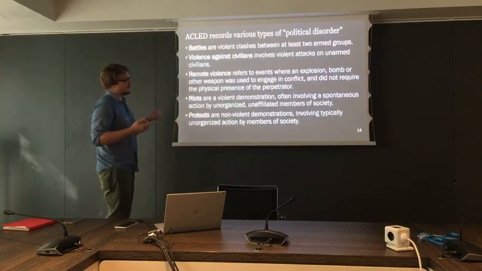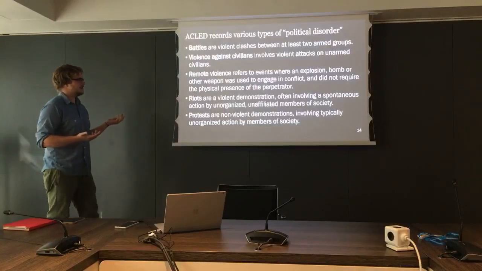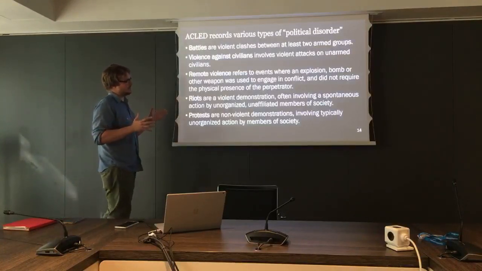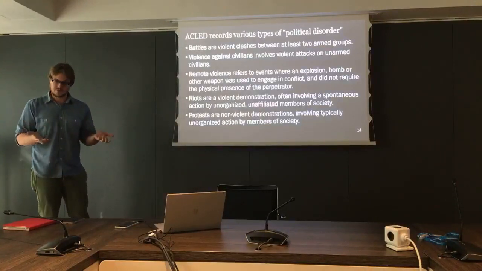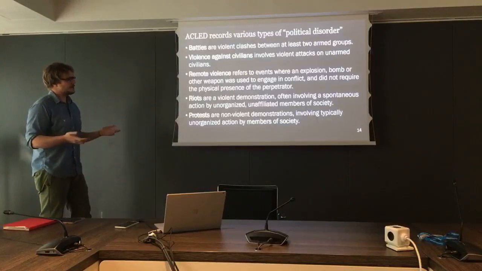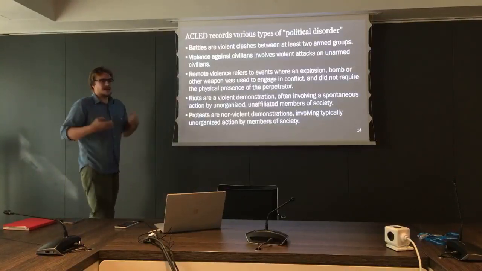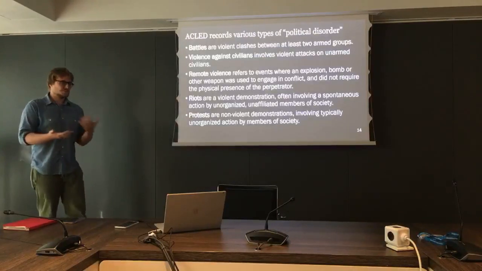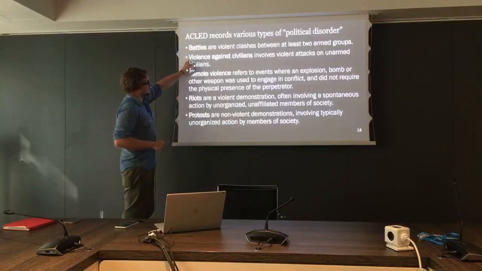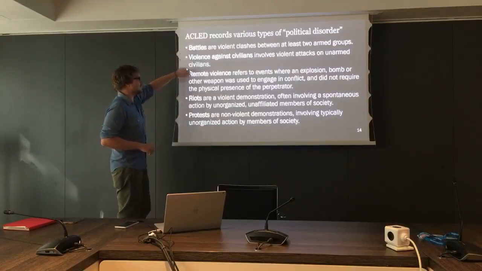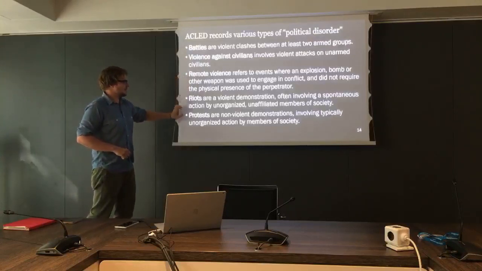So if ACLED doesn't define what conflict means, what do they bring in as conflict? Well, they work with a slightly different sort of take on what's relevant, and they use the term political disorder. So this is one of the terms we brought up in the first activity. Disorder, right? Lack of stability and incongruity with what's expected. What kinds of things result in political disorder? Well, battles, violence against civilians, remote violence, riots, and protests.